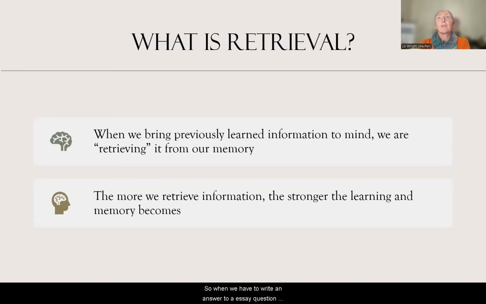So when we have to write an answer to an essay question, and there's just a short prompt that says, explain cognitive dissonance, we have to pull that information, we have to retrieve it from our brain in order to answer the question. Whereas with, say, multiple choice questions, what we're doing is recognizing the answer as opposed to retrieving it. So as you can probably imagine, retrieval is a lot more challenging than recognition is.